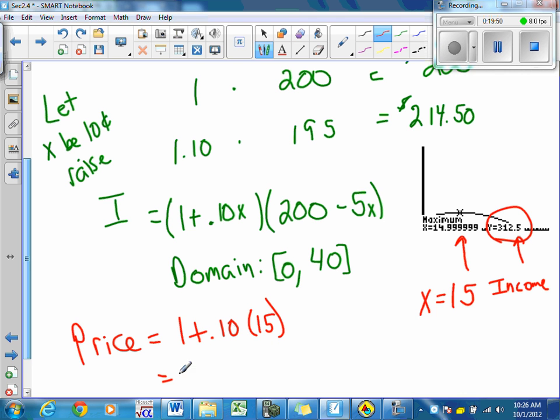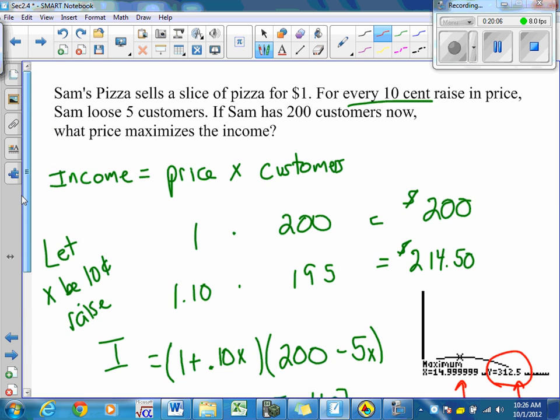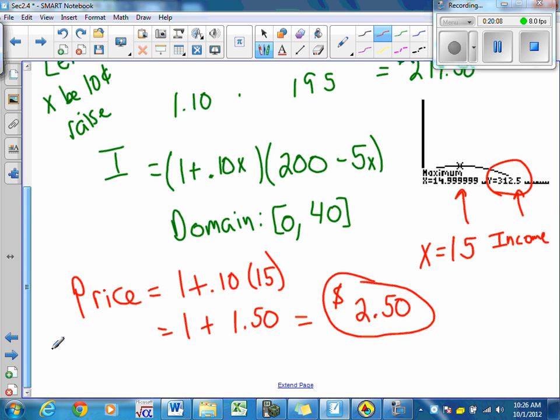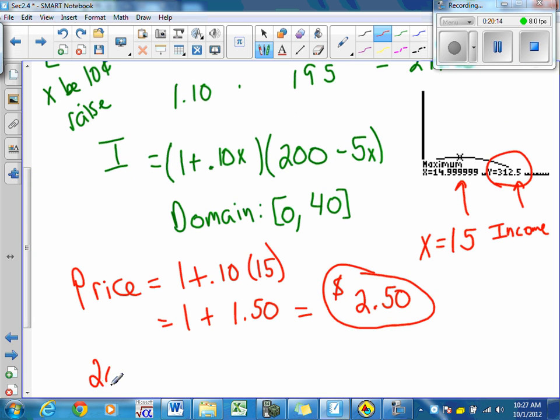Now you may think, well, that's too much for pizza. But notice here, if I do a little calculation, let's look at my customers. 200 minus 5 times 15. That's going to be 200 minus 75. So I now only have 125 customers. So I've maximized my income, I've raised my price, and I've lost a lot of customers.